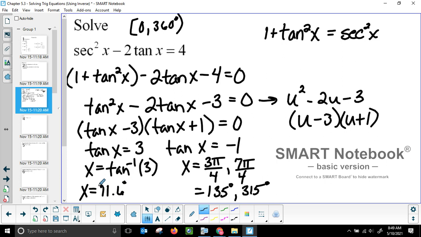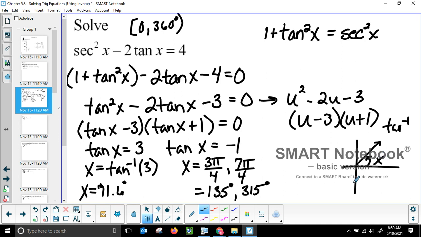All right, however, we have to remember that inverse tangent only gives us solutions between negative 90 degrees and positive 90 degrees. So there's going to be somewhere else on the other side of the unit circle where this would be a solution as well. We kind of have to be careful here. So 71.6 is somewhere up here, right? So this is my x.